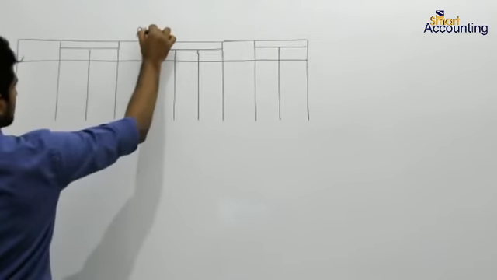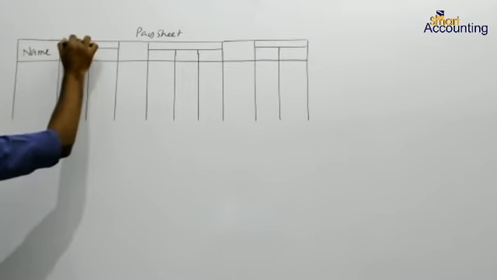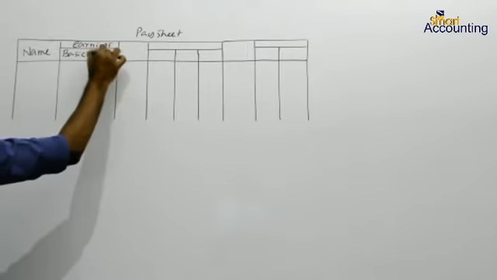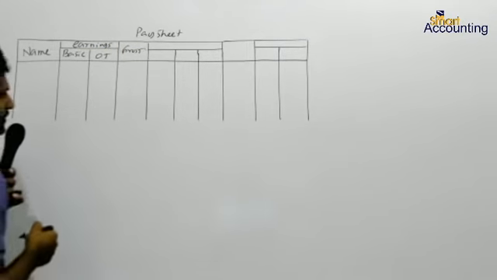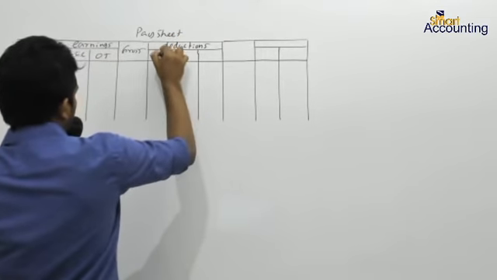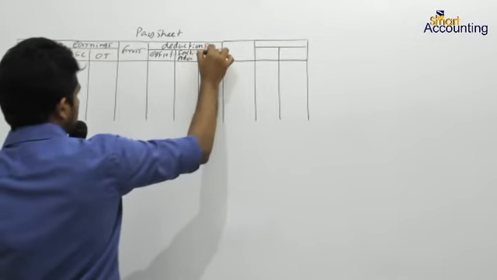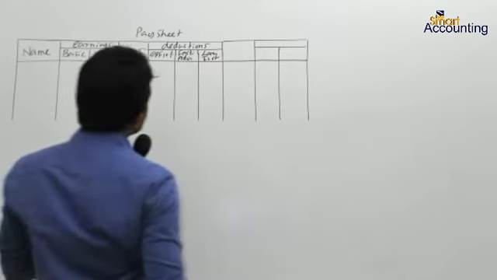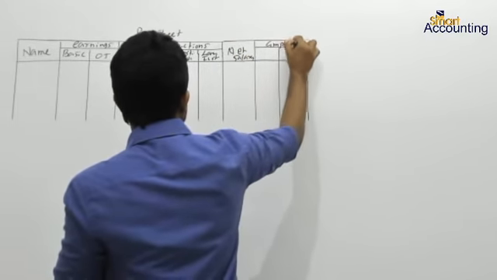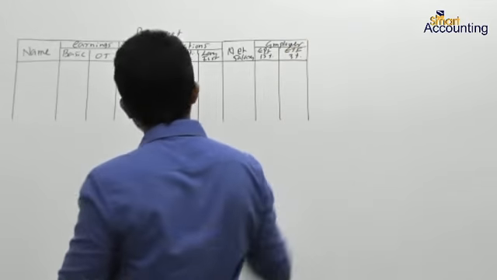Pay sheet. Name of the employee, earnings, under the earnings basic salary, overtime, then the gross salary, deductions, EPF 10%, festival advance, loan installments, then net salary, employer's contribution for EPF 15%, ETF at 3%. These are the details.